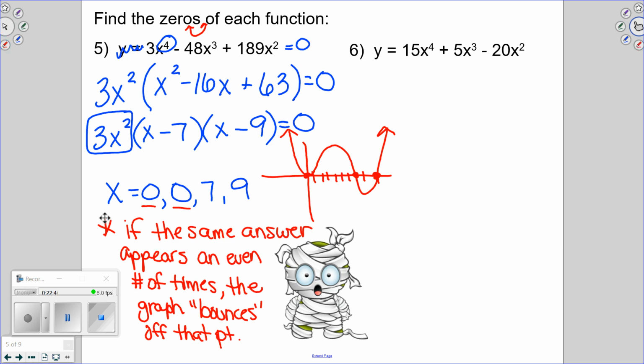All right, why don't you guys try number 6? It's all right, guys. Let's go ahead and talk through it. Let's factor it first. All right, so let's talk about this together, okay? I know some of you are frustrated.